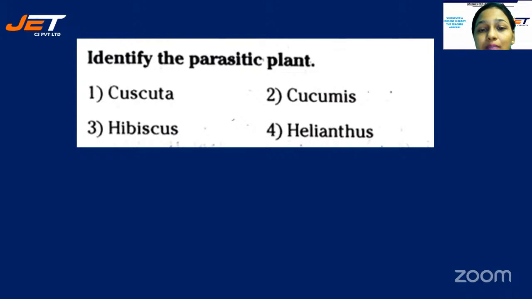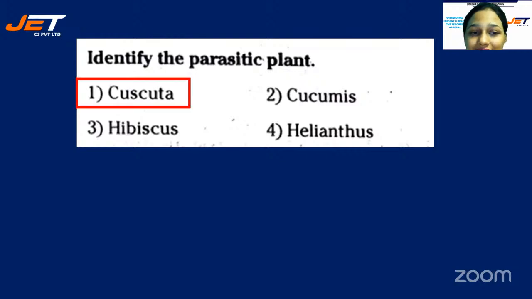Next question. Identify the parasitic plant: Cuscuta, Cucumis, Hibiscus, or Helianthus. What will be the right answer? This is very easy. The correct answer is Cuscuta.